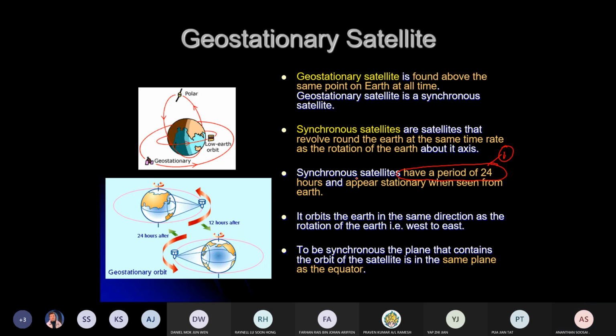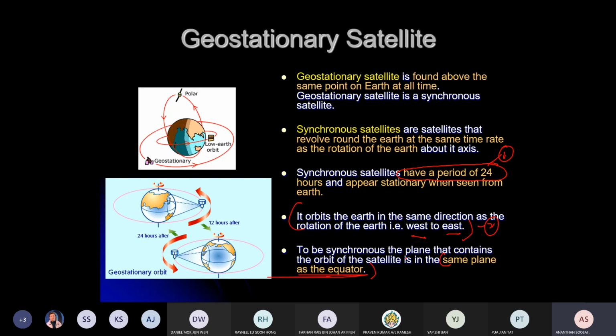Then the second: the geostationary satellite revolves around the Earth at the same rate as the Earth's rotation about its axis. It orbits the Earth in the same direction as the rotation of the Earth, from west to east. The satellite always moves from west to east. Earth is moving from west to east, so the satellite should also be launched west to east, so that it follows the same country above. And the third, the satellite is in the same plane as the equator.